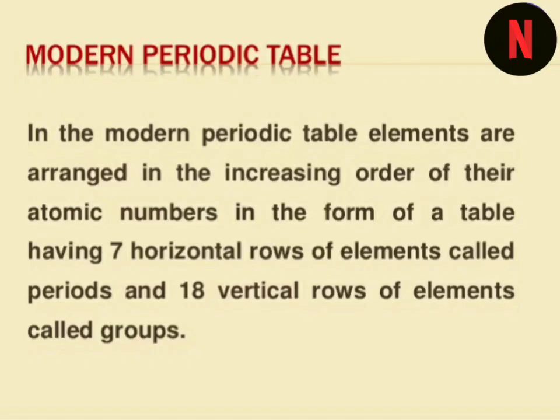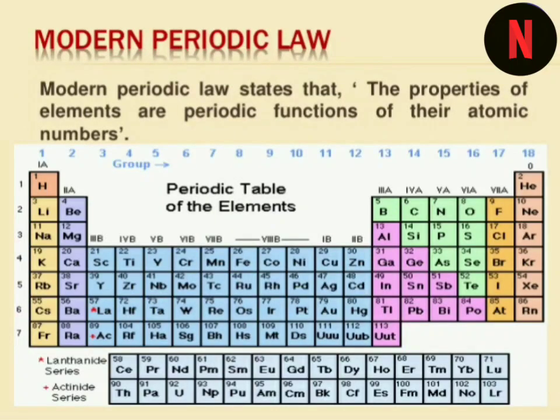of a table having 7 horizontal rows of elements called periods and 18 vertical rows of elements called groups. The modern periodic table is shown here. According to the modern periodic law, the properties of elements are a periodic function of their atomic numbers. In the modern periodic table, elements are arranged in the increasing order of their atomic numbers. The elements are further classified into periods and groups. The vertical columns are called groups and the horizontal rows are called periods.